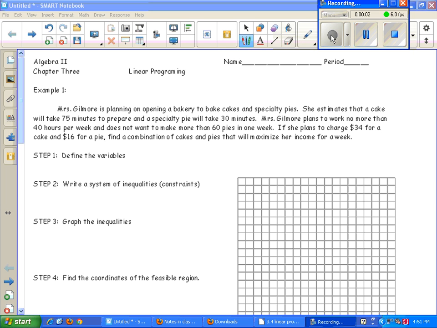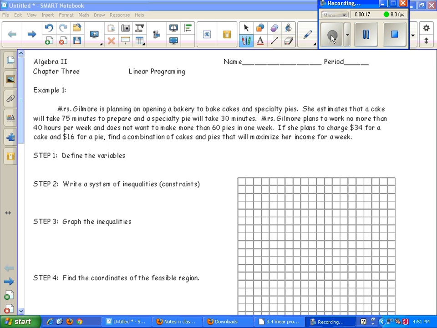Section 3.4, Linear Programming. Example 1. Miss Gilmore is planning on opening a bakery and plans to bake cakes and specialty pies. She estimates that a cake will take 75 minutes to prepare and a specialty pie will take 30 minutes.